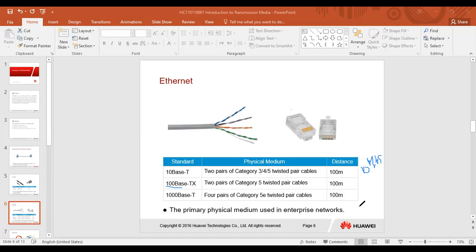Okay, another type of TP cable is 1000 base T. Okay, it is four pair, and the category is called 5E twisted pair cable. It can also be extended up to 100 meters, but its speed is 1 giga. It is 10 Mbps, it's 100 Mbps, and it is called 1000 Mbps, meaning 1 giga. Okay. I will erase it.